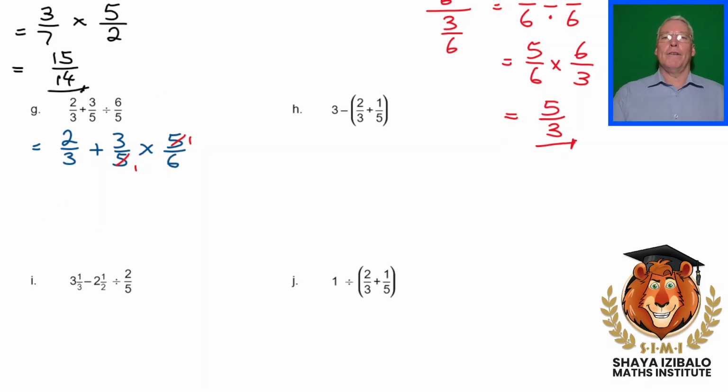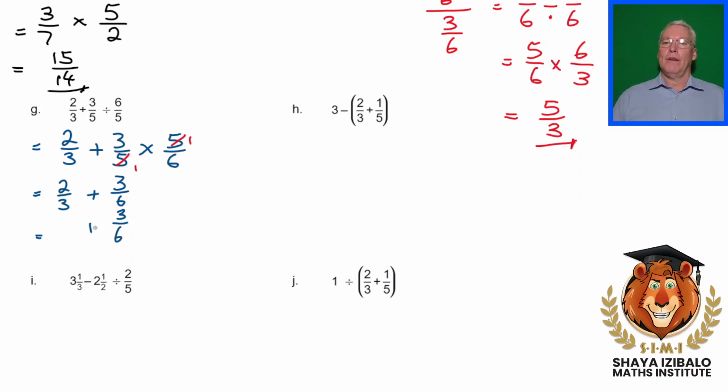So now what we've got is 2/3 and we've got 3/6. We want to add these two fractions. They're not the same type. We need a common denominator. What denominator could we use for both of them? We could use 6 for both of them. These ones are ready to go.